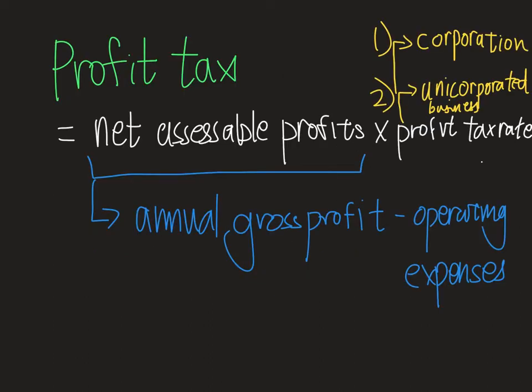And for the profit tax, you need to have a net assessable profit first. How can you find the net assessable profit? You can do it with the annual gross profit minus the operating expenses, and you can find net assessable profit. Then you are going to times profit tax rate. Profit tax rates have two different types. One is corporation, and one is unincorporated business. It is usually provided in the question.